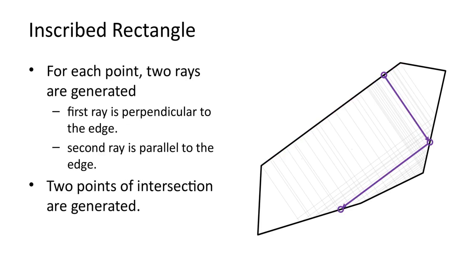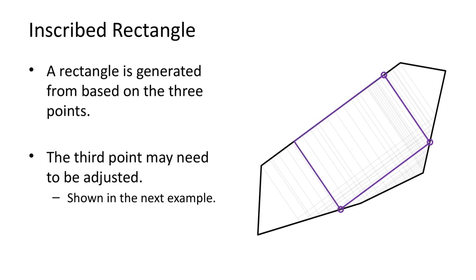For each point, 2 rays are generated. First a ray is generated perpendicular to the edge. At the point of intersection with the polygon boundary, another ray is generated parallel to the edge. This then generates another intersection. This results in a total of 3 rectangle vertices.